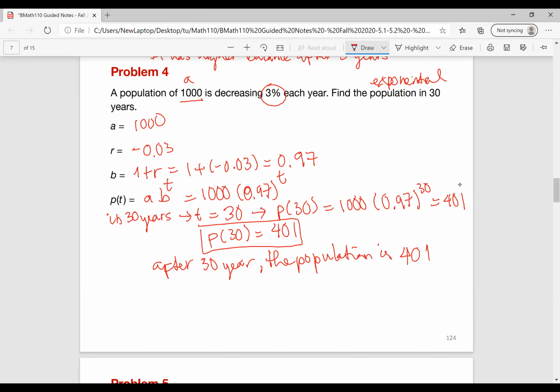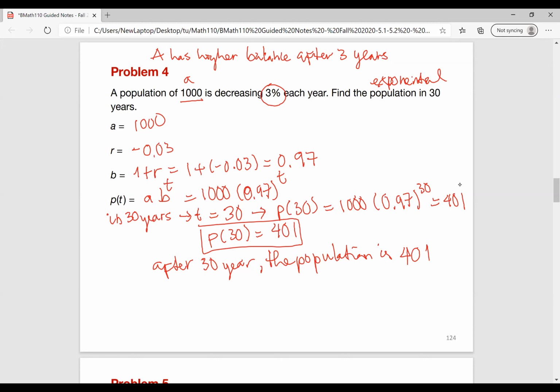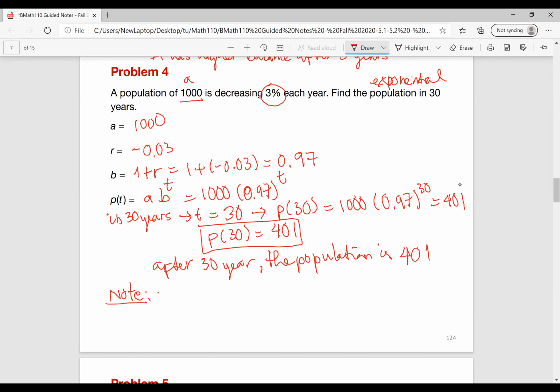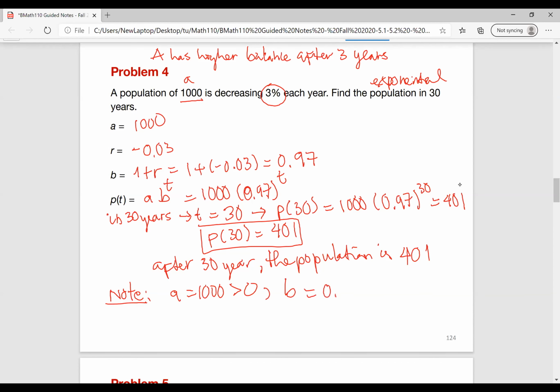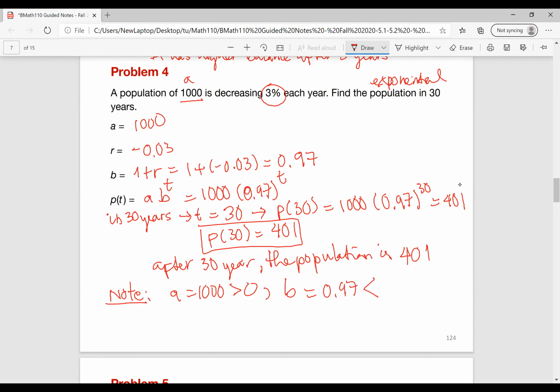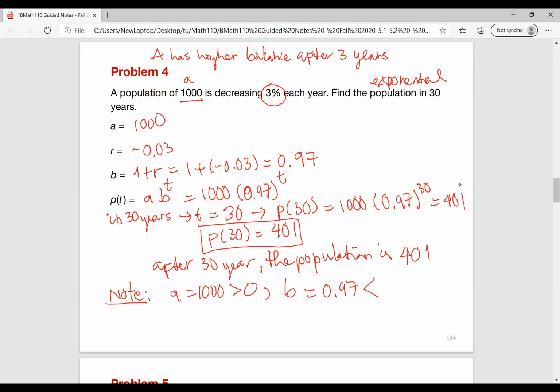Okay, and you can note that in here, let's say A is greater than 0, right? A was 1000, which is greater than 0. So I say A equal to 1000, which is greater than 0. And B in here equal to 0.97, which is greater than 0 and less than 1.